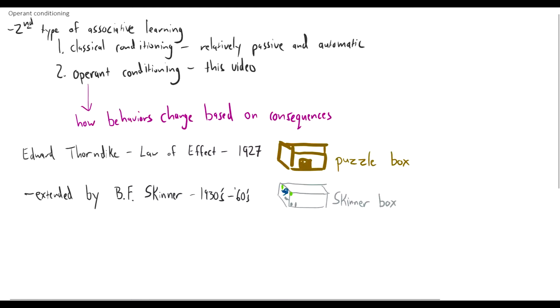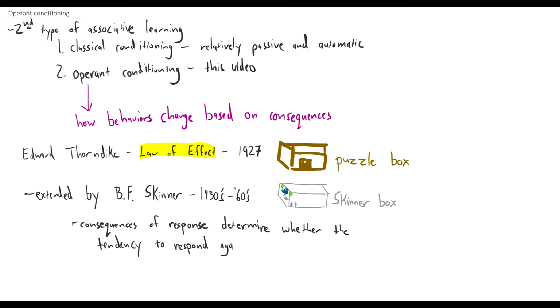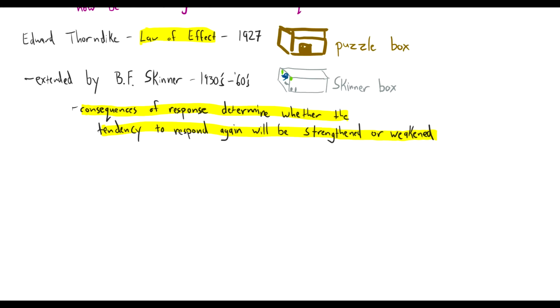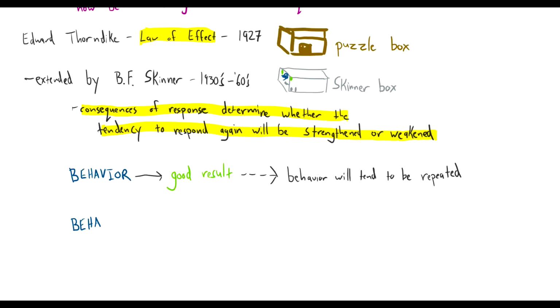So the law of effect states that the consequences of a response determine whether the tendency to respond again will be strengthened or weakened. So that's a lot of words. So what does this really mean? Well, if a behavior results in something good, then it will tend to be repeated. Whereas if a behavior results in something bad, has a negative result, the behavior will tend to not be repeated.